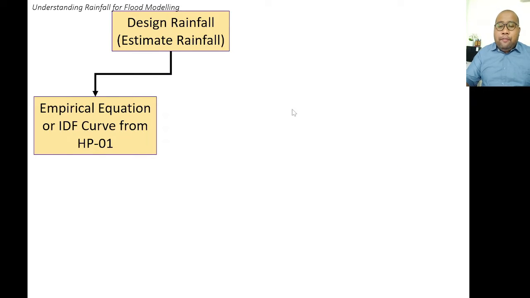So to design the rainfall, or in other words, to estimate the rainfall, we have two ways to estimate.